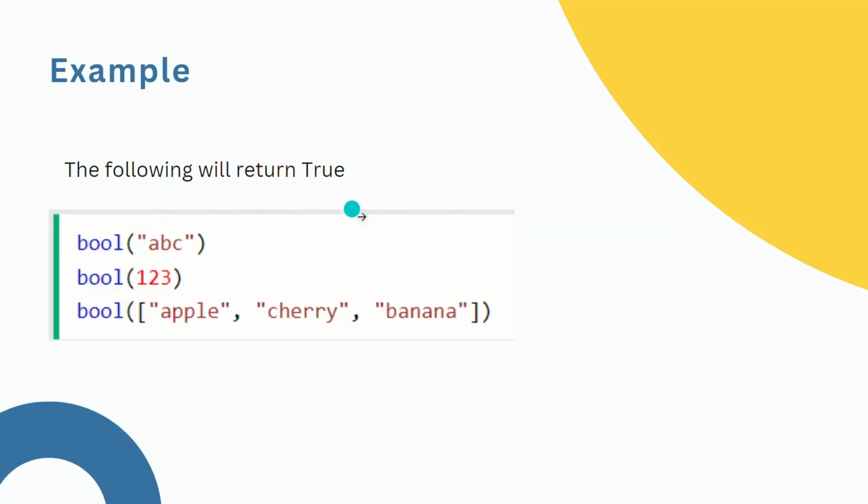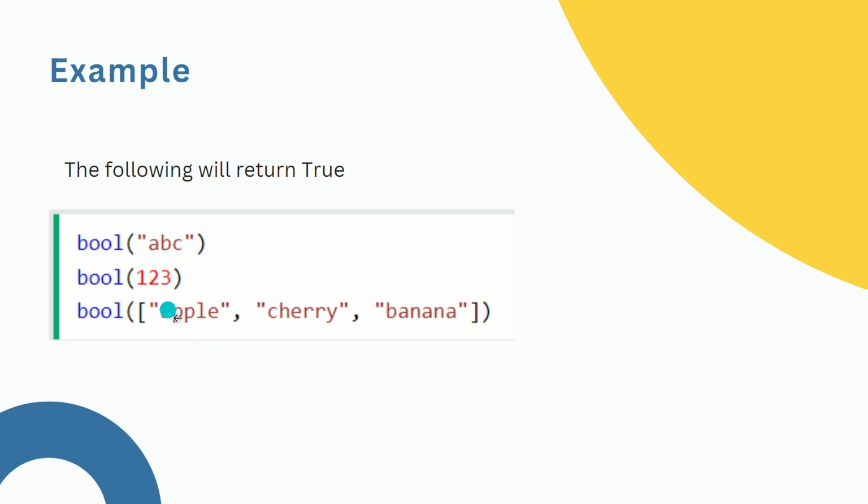So the following will return true. If I am converting the string ABC to Boolean, I'll use the bool function to do it, and that will return true. Similarly, if I'm taking any number which is not equal to 0, in this example 123, and I convert it to Boolean, that will again return true.